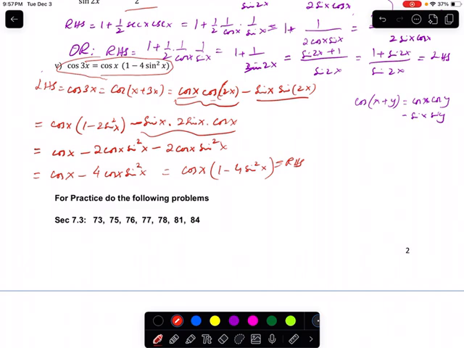Okay, so now we will move on to next section, which is 7.4.